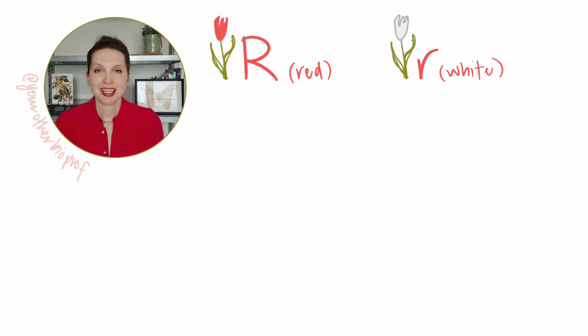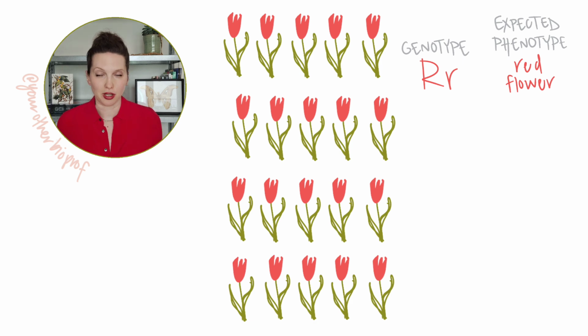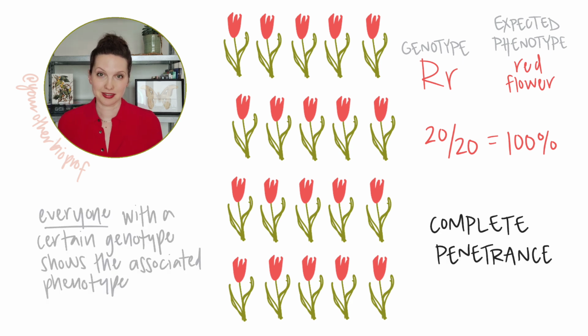Let's imagine we've got a population of plants that produces flowers, and in this population, the big R, red flower allele, is dominant over the little r, white flower allele. And we sample all the heterozygotes in this population, and we find that every single one produces red flowers. So 100% of individuals with the big R, little r, red genotype produce the expected red phenotype. This is complete or full penetrance.